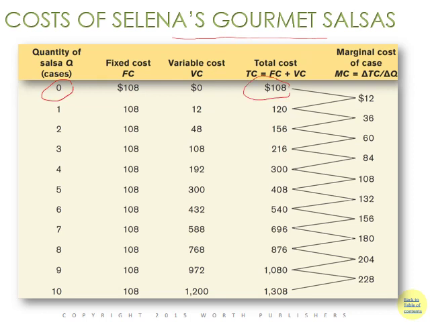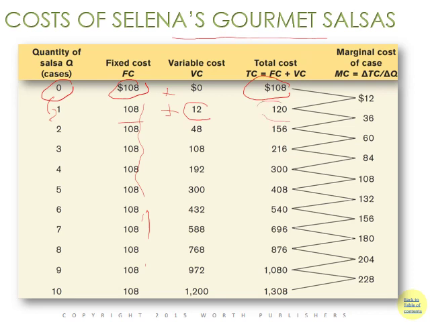We know that if you're not producing anything, any cost that you incur has to be a fixed cost. So our fixed cost is $108, and that doesn't change regardless of how much salsa we're making. In this case, our fixed cost plus our variable cost gave us a total cost of $108. Now when we produce the first case of salsa, our fixed cost is still $108. Our variable cost is $12. So our total cost is $120.